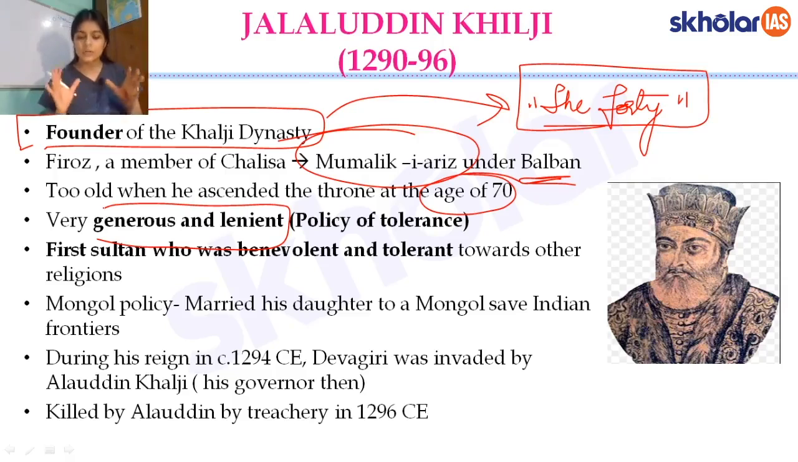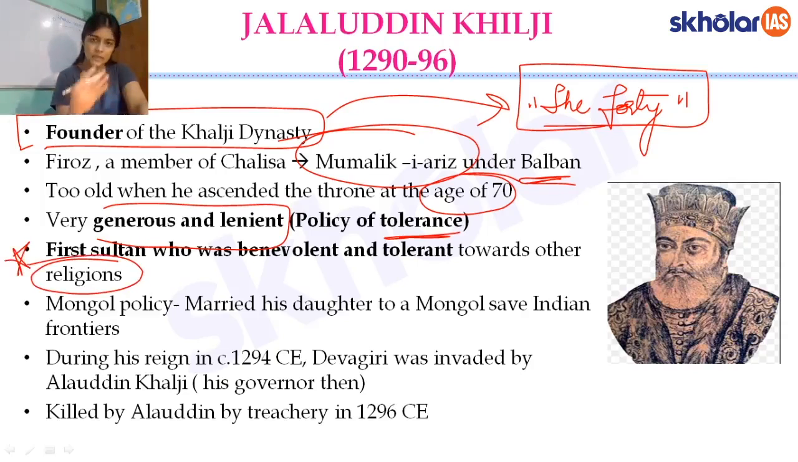So Jalaluddin was very generous and lenient, he was tolerant, and he was the first sultan, you can remember, who was tolerant and benevolent towards other religions also. Even if somebody is a Hindu, he was tolerant of them and benevolent, he would let them practice their religion. And at that time we understood, even in the last lecture we studied, that the Mongols were a big threat to India.